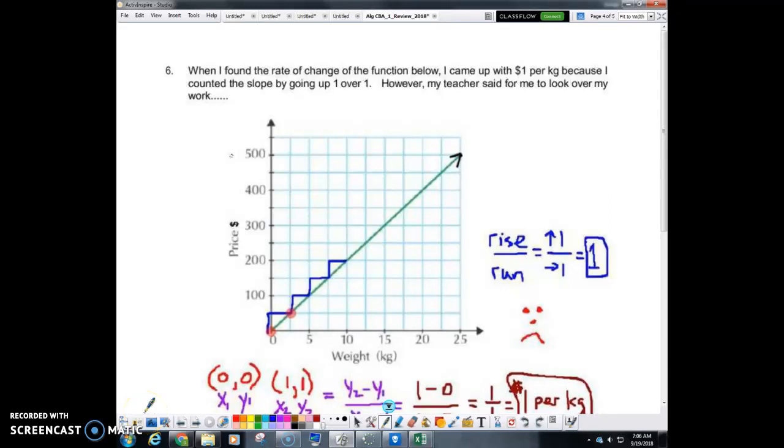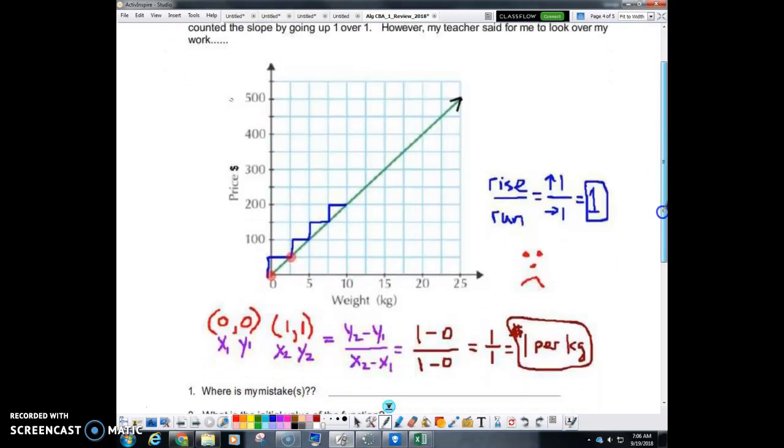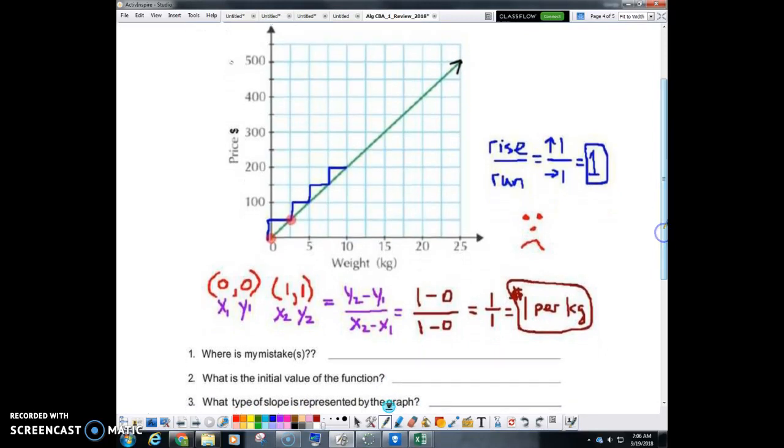Alright, so number 6. When I found the rate of change of the function below, I came up with $1 per kilogram because I counted the slope by going up 1 and over 1. However, my teacher said for me to look over my work. So let's look at this graph. Where is my mistake? Okay, so if you go up 1, he thinks it's 1, but if you really look, if you go up 1 and then 2, it says that it's 100.